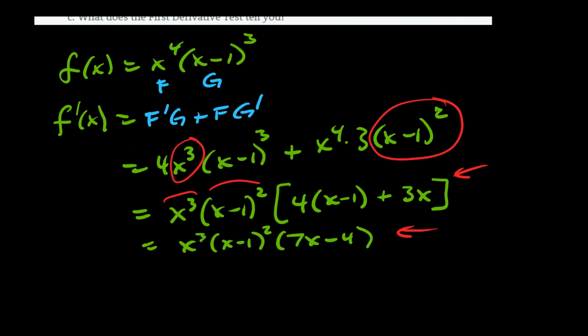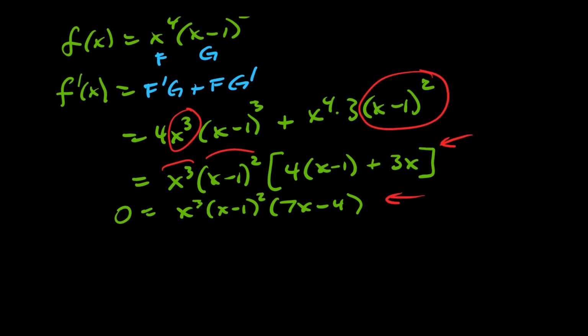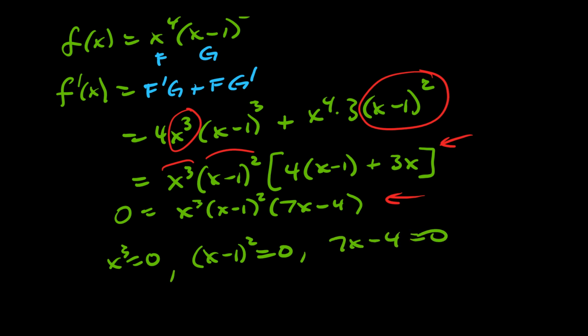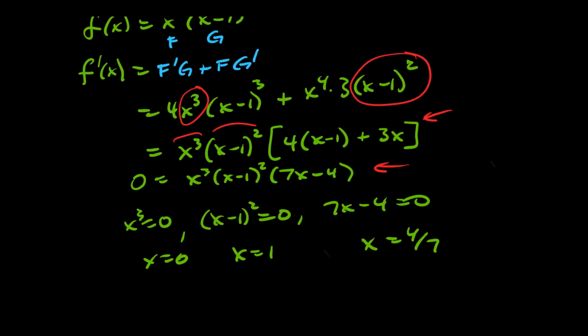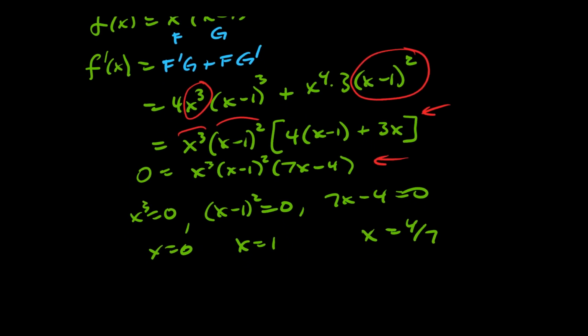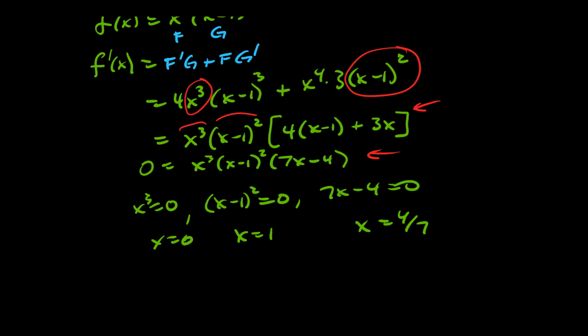All right, so here we are. I'm going to take the first derivative and set it to 0, and that'll give me the critical numbers. So I have x cubed equals 0, (x minus 1) squared equals 0, and then 7x minus 4 equals 0. So we get x equals 0, x equals 1, and then x equals 4/7. So those are the critical numbers. All right, so now I can do the sign chart for f prime.